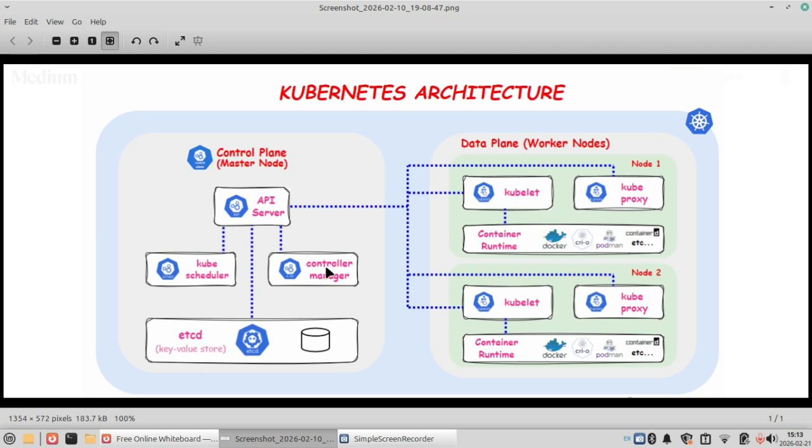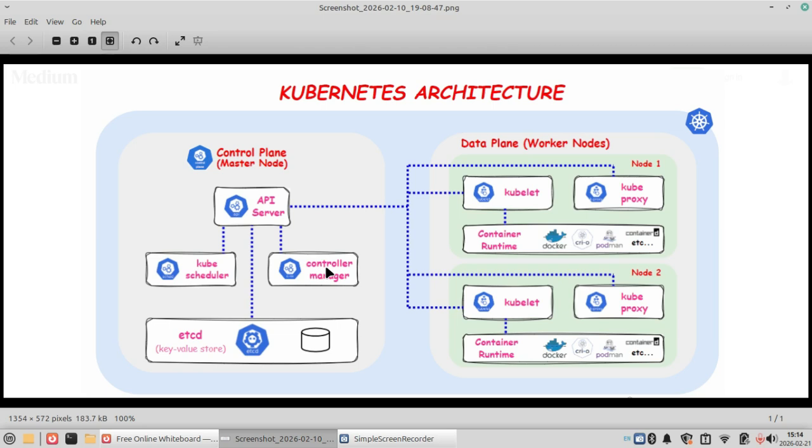Then what is the controller manager? This is the most abstract one, especially for beginners. So the controller manager runs controllers. All right. It is more like a loop that constantly checks what is the desired state of this deployment and what is the current state. And if there are any differences, the controller manager will do what? Try to fix the differences.